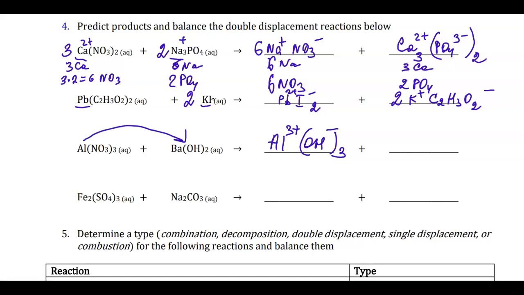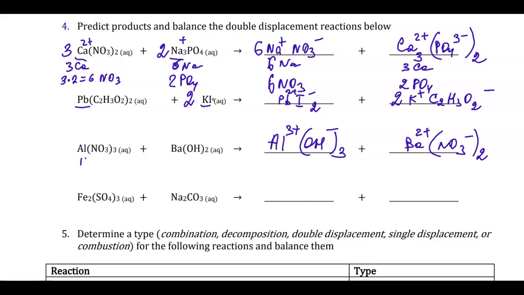So aluminum replaced barium, and barium goes here, Ba(NO3)2. It's charged positive and it's charged negative. It's not equal also, it needs 2 here, right? So let's balance these equations.